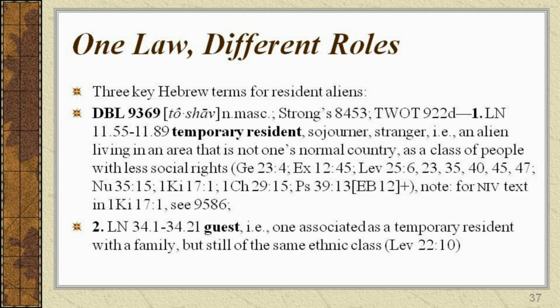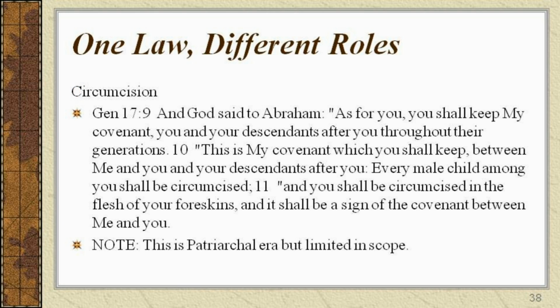The first topic deals with circumcision. The first time that circumcision is mentioned is in Genesis chapter 17, verse 9, where God said to Abraham, "As for you, you shall keep my covenant, you and your descendants after you, throughout their generations. This is my covenant which you shall keep between me and you and your descendants after you. Every male child among you shall be circumcised, and you shall be circumcised in the flesh of your foreskins, and it shall be a sign of the covenant between me and you."